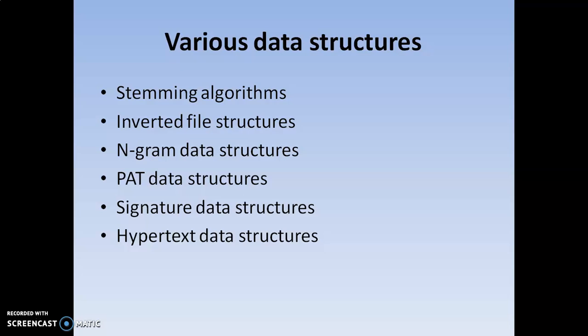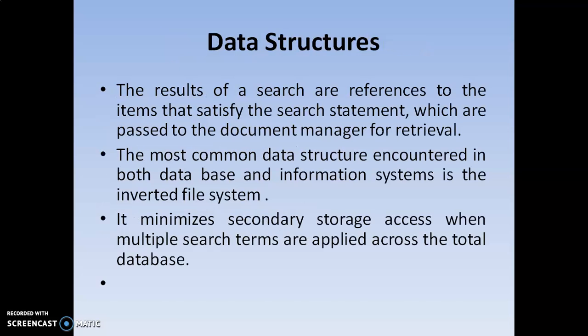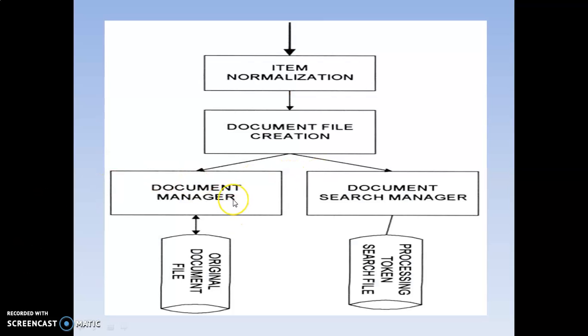There are normally 6 different kinds of data structures: stemming algorithms, inverted file structures, n-gram data structures, paired data structures, signature data structures, and hypertext data structures. Before discussing these, we will discuss the two managers. The document manager data structure is responsible for the original document file, whereas the document search manager is responsible for whatever item the user intends to search. It processes those searches, that means it makes a mapping between the searching item and the searchable item, and based on that mapping, it retrieves the items.